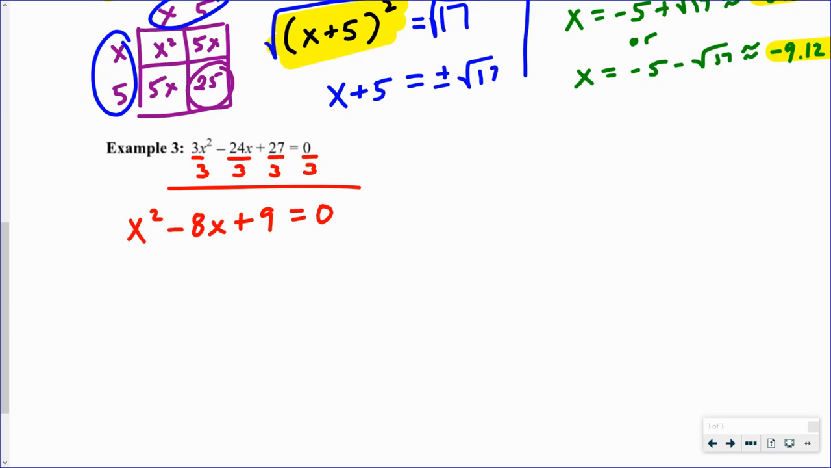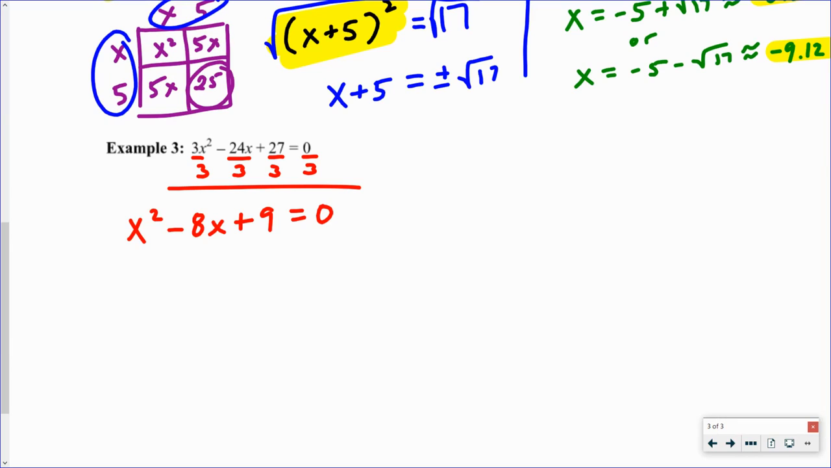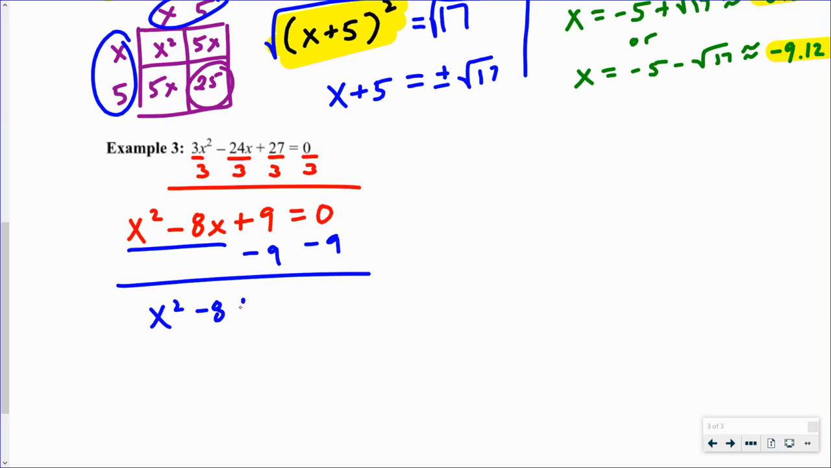Again, I always like to see if my trinomial factors nicely so I don't have to go through this process. It does not, so let's go ahead and complete the square. All right, so I'm going to isolate my terms that contain x. So I'm going to subtract 9 from both sides, and that's going to give us x squared minus 8x.